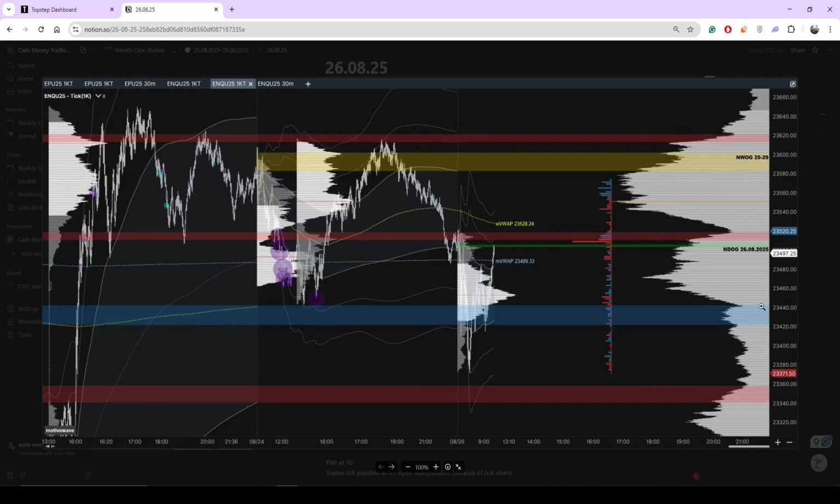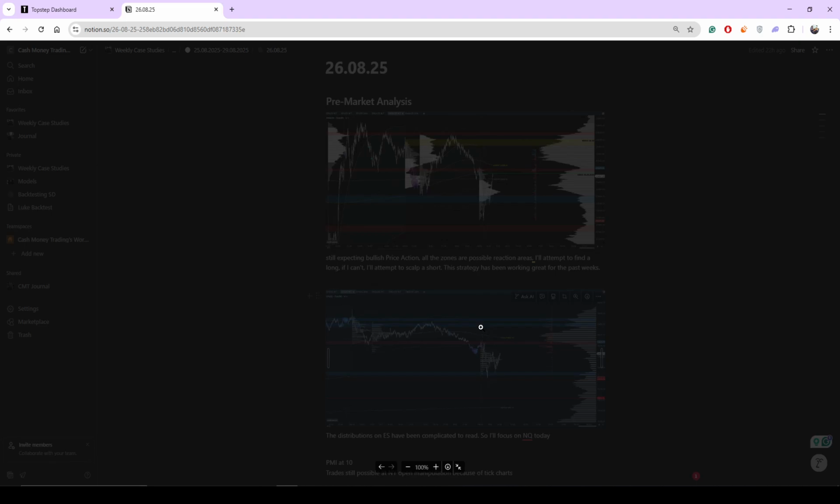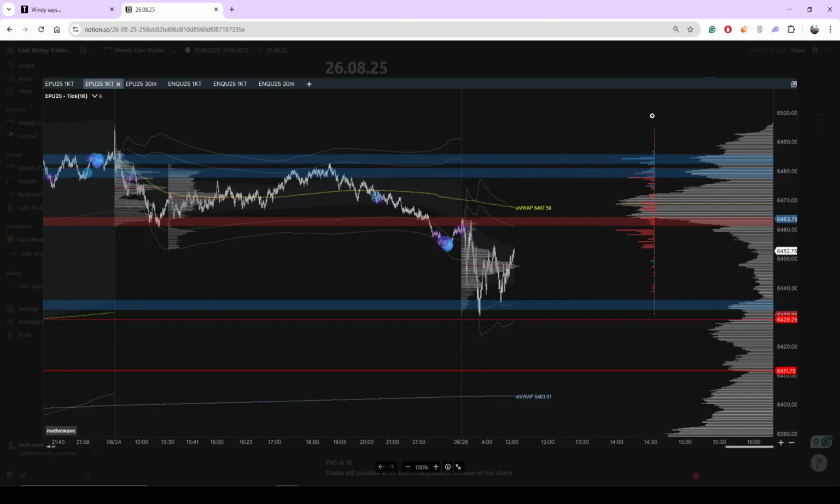Every red zone is a shelf. The blue zone, in this case, is the high volume node. And for ES, I didn't really mark anything too important out because the distribution ranges were very weird in my opinion, so I didn't really trust that.